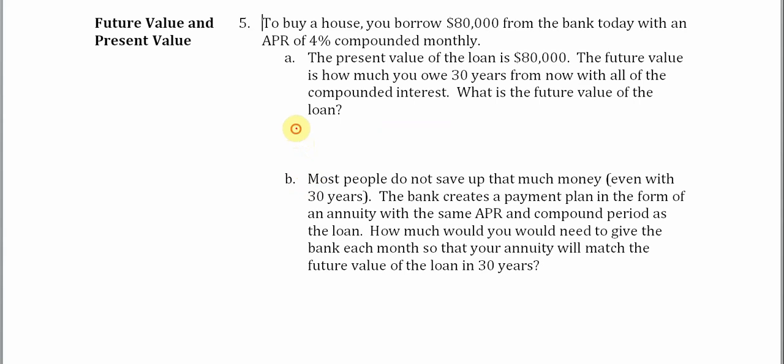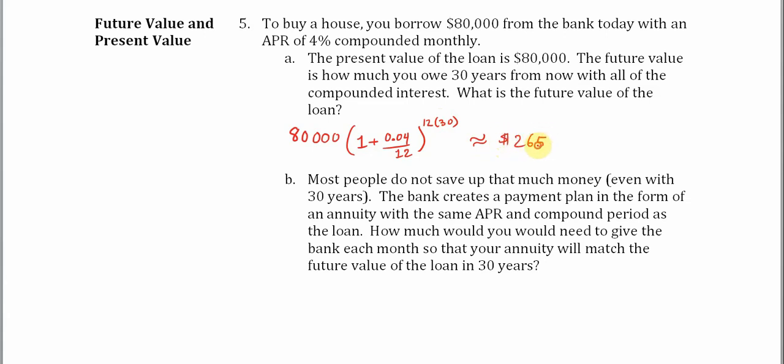This is not an annuity situation. This is the case where somebody is giving a lump sum. In this case, the bank is giving a lump sum of $80,000, and they're getting 4% interest on their loan, compounded monthly for a period of 30 years. So 12 times per year for 30 years. And if we type this into a calculator, we get kind of a frightening amount of money.